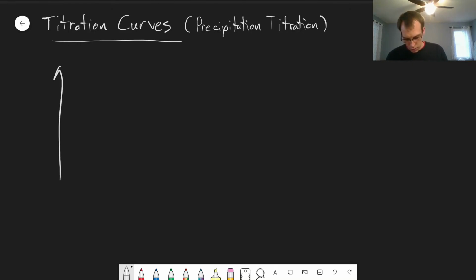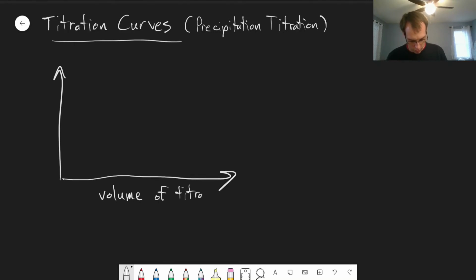So a titration curve will generally look something like this. Our x-axis is going to be the volume of titrant added. So this is a way of tracking what's happening as we are adding our titrant from our burette into our solution. And on the left will usually be the concentration of one of the reactants.